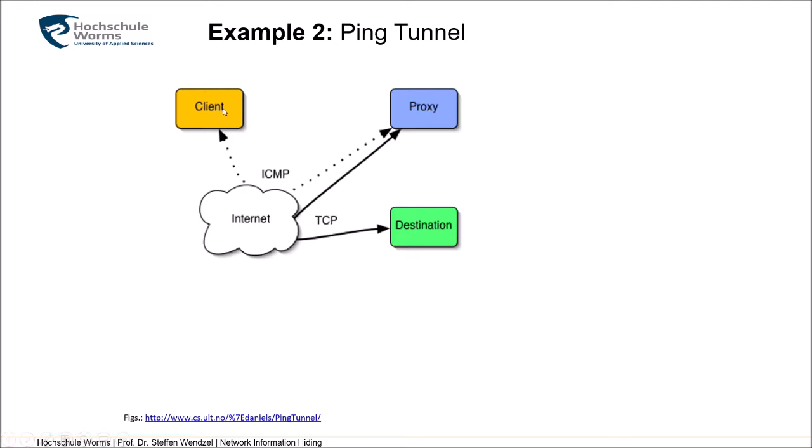Now, what an attacker can do is set up a proxy server on some reachable web server or some virtualized host, anywhere in the internet, and pack the TCP information into ICMP, send this to the proxy, and the proxy forwards the packets to the destination. When a reply comes, the destination answers the proxy, and the proxy packs the reply packet into an ICMP packet again and sends it to the client.